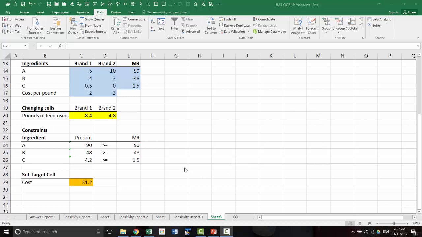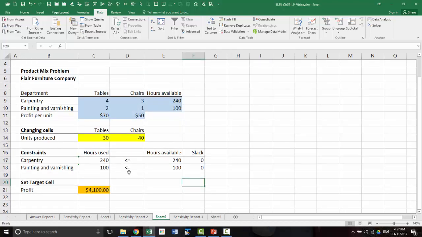Now let's look at post-optimality analysis. After finding the optimum solution, what are the things that we can do? Now remember, when we have less than or equal to constraints, we calculated slack by finding the difference between the right hand side and the left hand side, the left hand side being smaller or equal to the right hand side. So we call that slack.